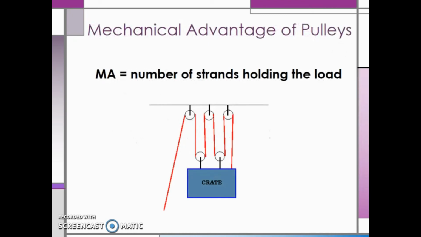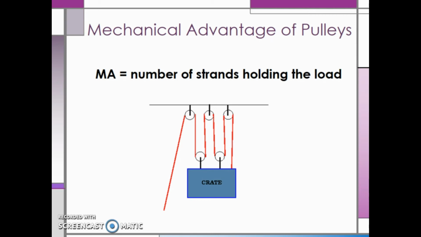Just like in levers and the wheel and axle, we can calculate the mechanical advantage of a pulley system. The mechanical advantage of a pulley system is the number of strands holding the load. Essentially, a strand is a rope that holds the pulley from the ceiling.